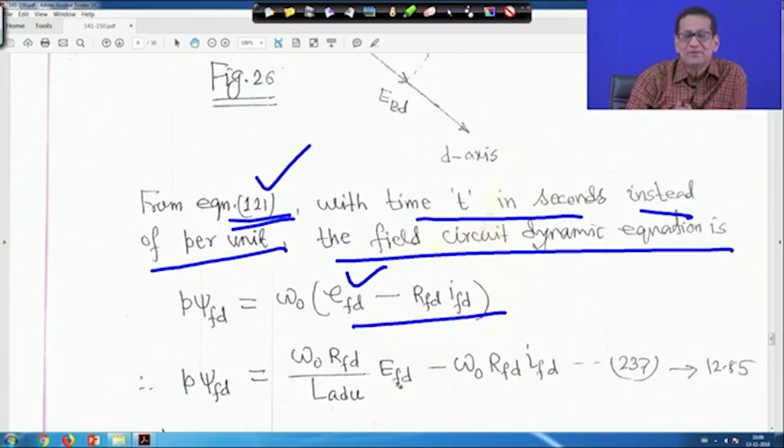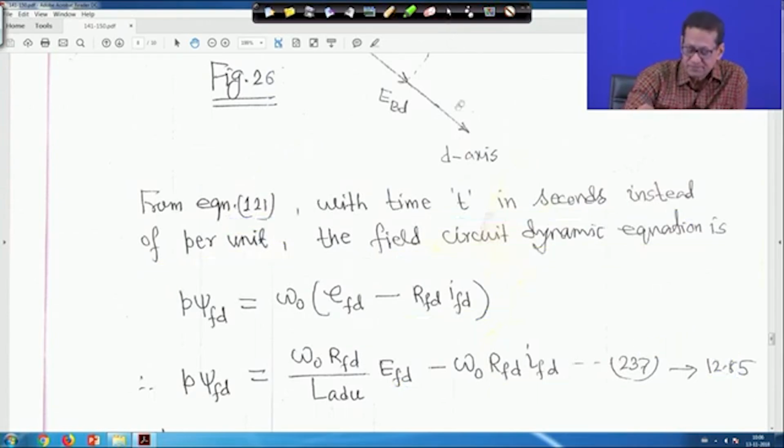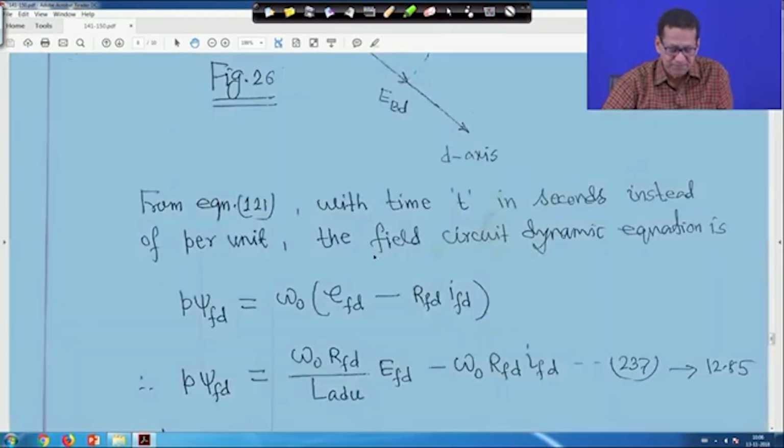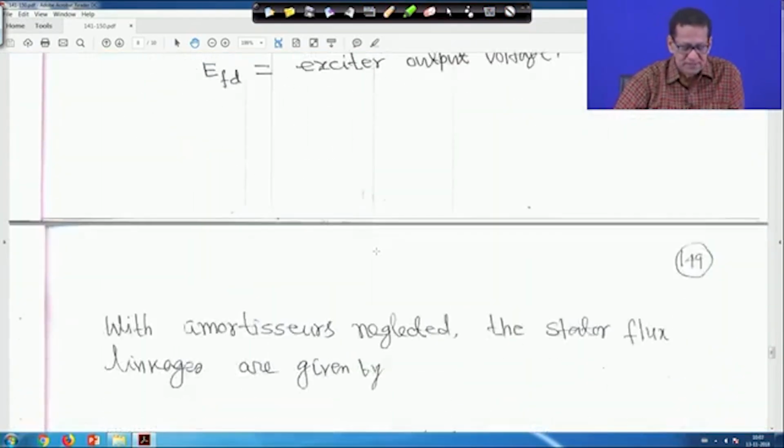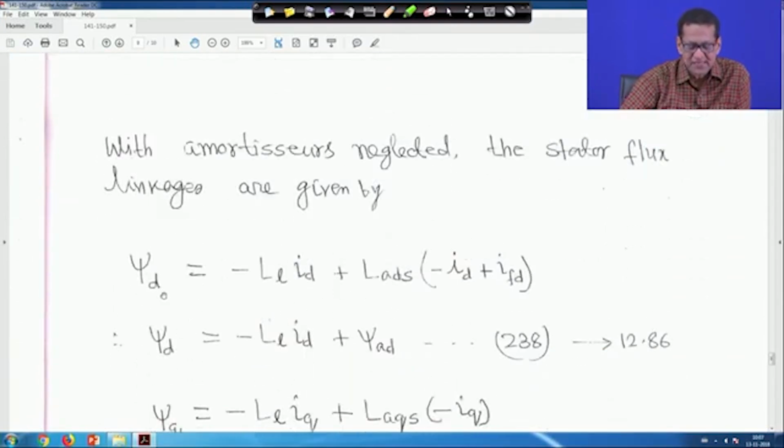Whenever using U and S, U means unsaturated value and S means saturated value of the inductance or reactance when you are putting. So, P psi FD is equal to omega 0 RFD upon LADU EFD minus omega 0 RFD IFD. This is equation 237. Now, with the armature resistance neglected, the stator flux linkages are given by, go back to the stator circuit equation.